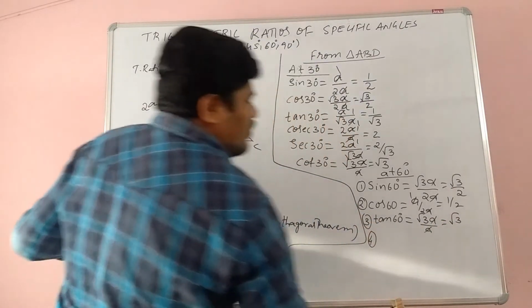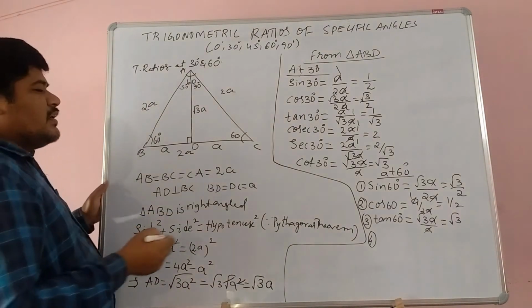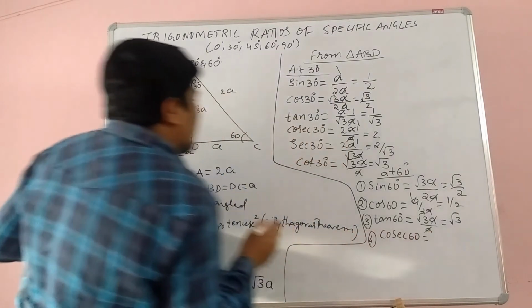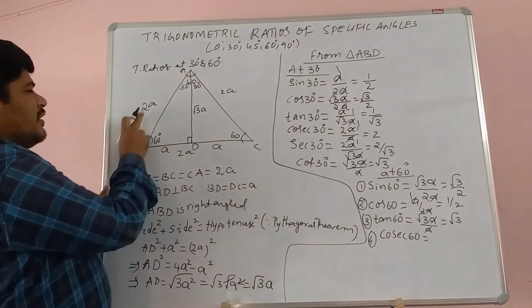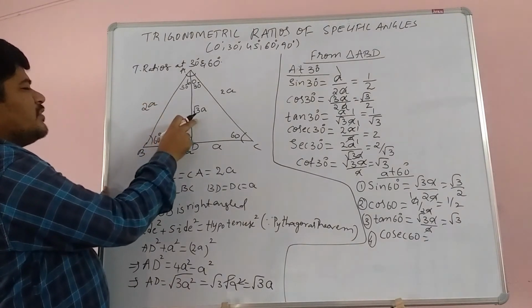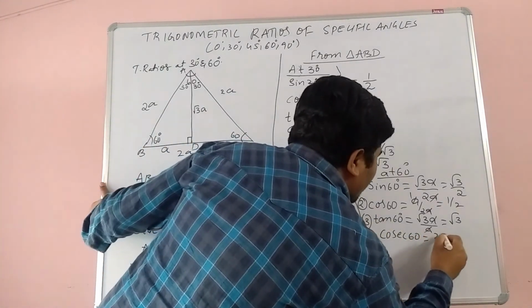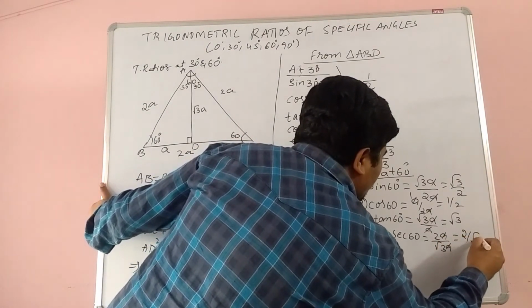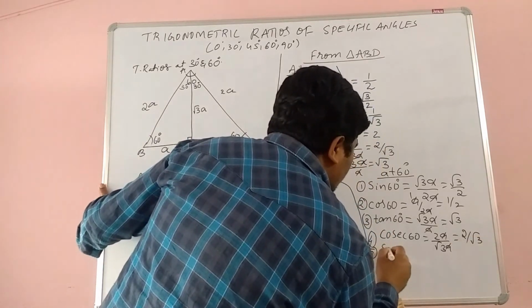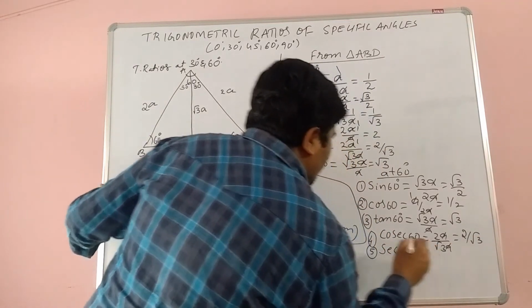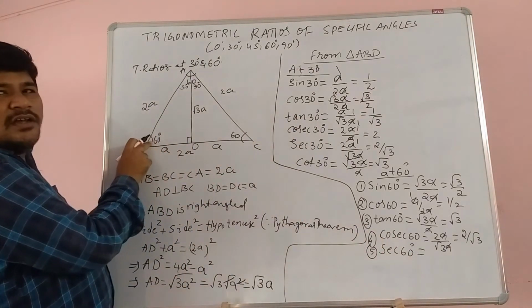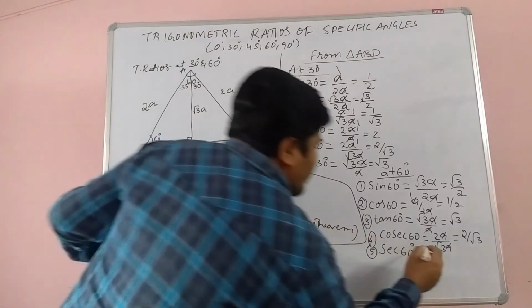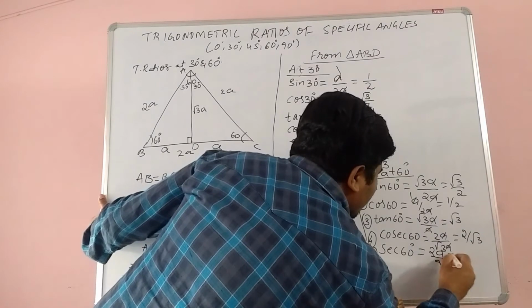Okay, now cosecant 60 or cosec 60. So cosec 60 is equal to hypotenuse by opposite side. What is the hypotenuse? 2a, opposite side root 3a. So 2a by root 3a, a cancels, that is equal to 2 by root 3. Now secant 60. With respect to 60 degrees, secant is hypotenuse by adjacent side, that is 2a by a. So 2a by a is equal to 2.